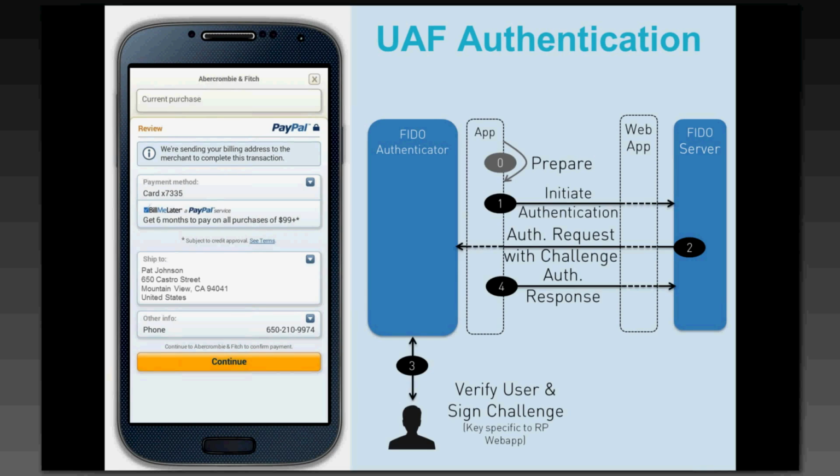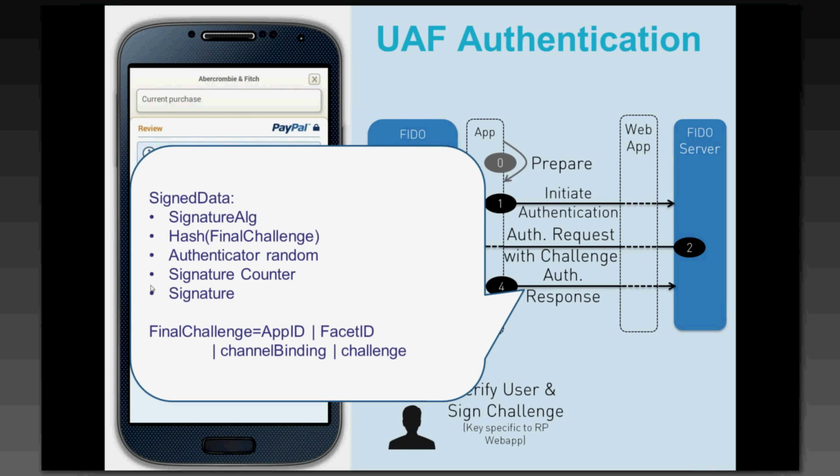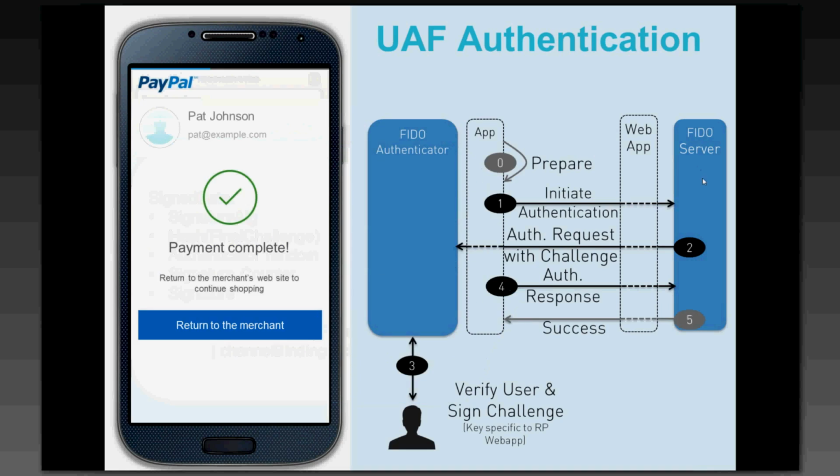The server verifies the response, and the response essentially includes the signed data object, including the signature algorithm, the hash of the final challenge, authenticator random, signature count, and a signature, where the final challenge is the combination of the application ID, the facet ID, the channel binding information, and the random number, the challenge generated by the server. Now, once this information gets all verified, the FIDO server indicates success or failure to the application. In this case, it was success, so it's just payment complete.